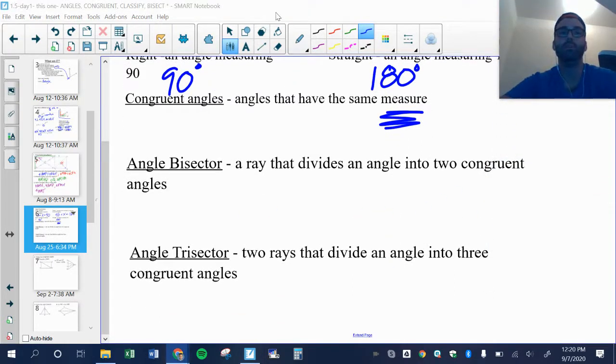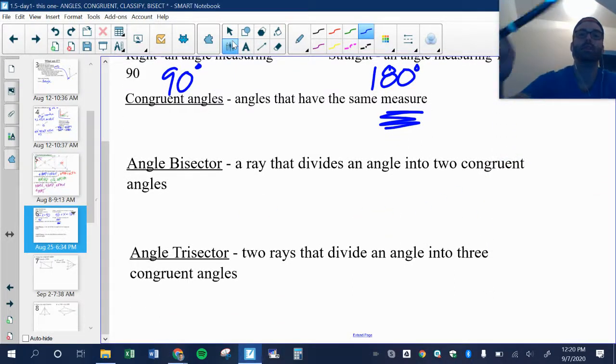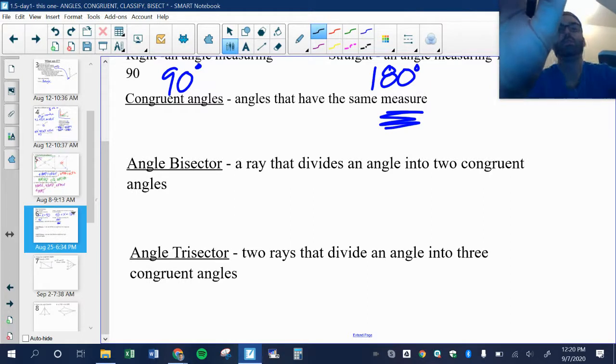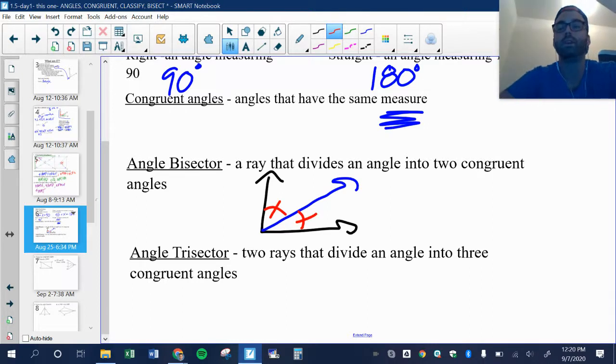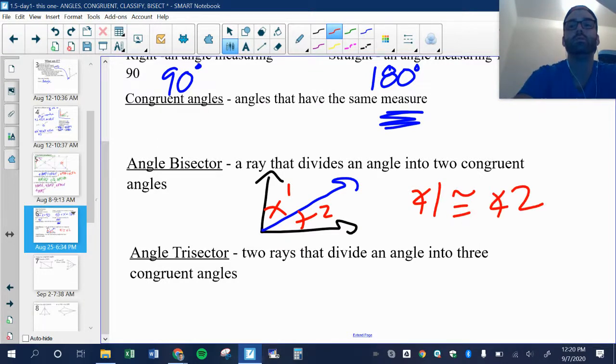So I'm going to draw one here. So let's say this is an angle. Here's an angle. It may look right, but I don't know if it is for sure. This blue line would be my angle bisector, and that would make these 2 congruent. Okay, I could say that here's 1 and here's 2. Angle 1 is congruent to angle 2.